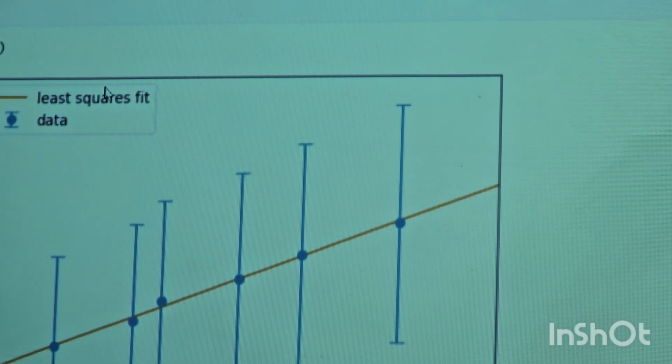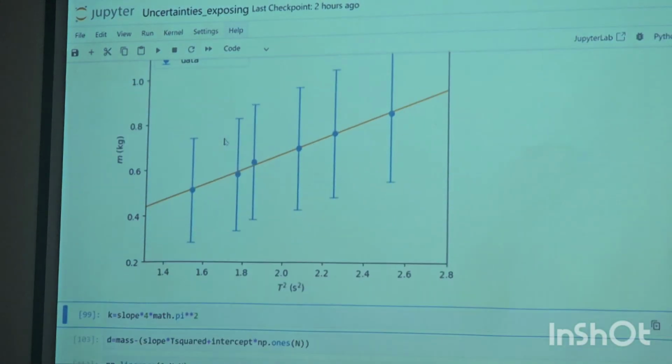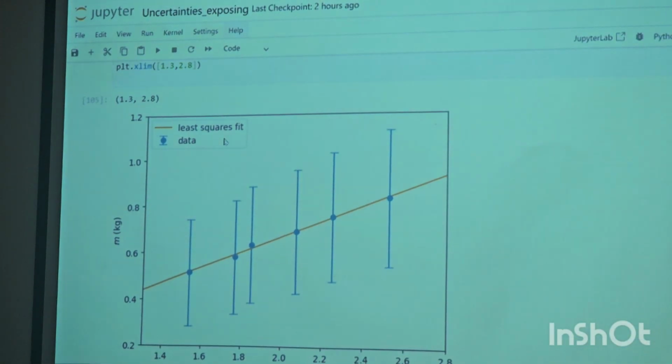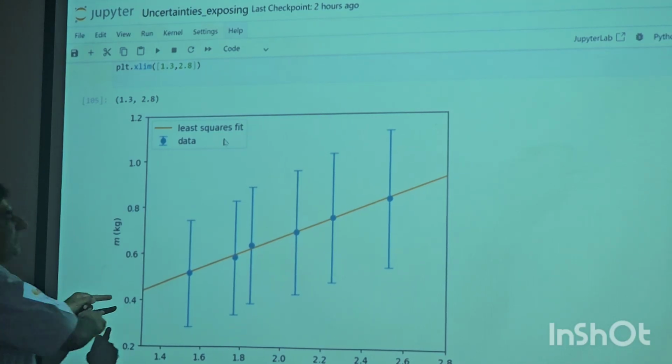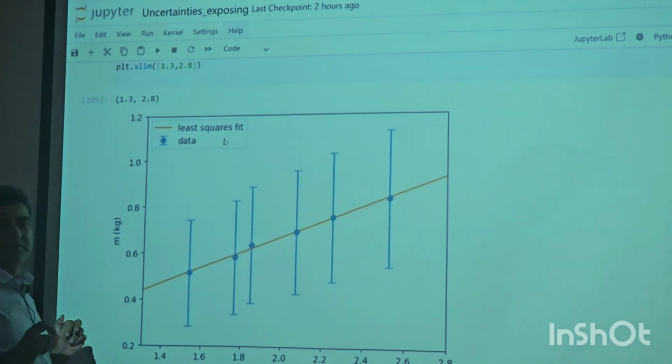T squared. This is T squared versus mass, and now the uncertainty in T squared has transferred to the uncertainty in mass, and the uncertainty in mass has gone up quite a bit because of the transfer process. Now this is the same line that we've already calculated, the same best fit line.